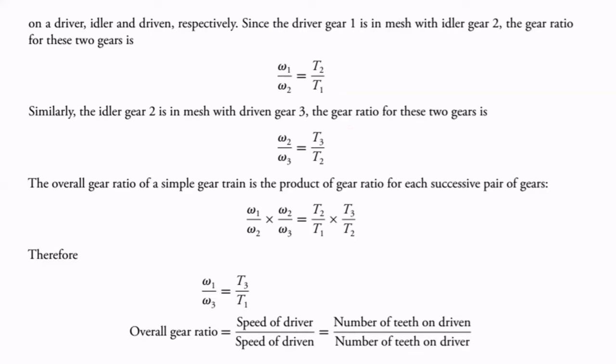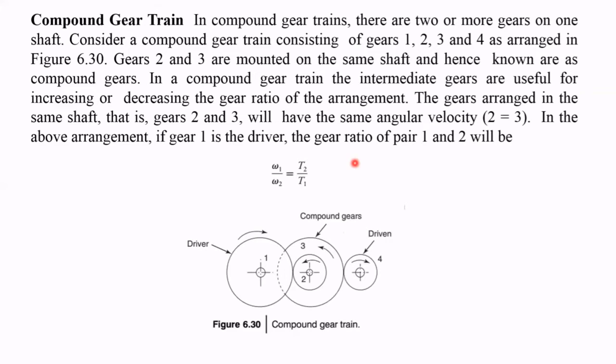The second gear train is the compound gear train. In a compound gear train, there are two or more gears on a single shaft. In the previous simple gear train, we had only one gear on each shaft, but in a compound gear train, a shaft can have more than one gear. Look at the figure. Gear 1 is mounted on one shaft, and gear 2 and gear 3 are mounted on the same shaft. A single shaft comprises two gears. Such an arrangement is called a compound gear train.